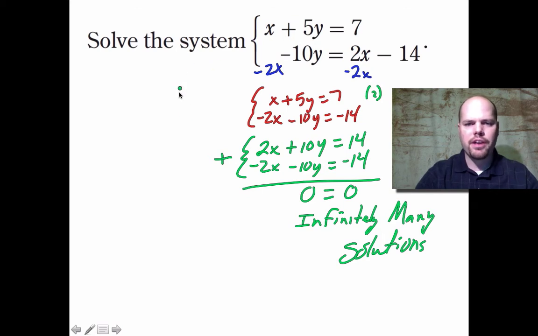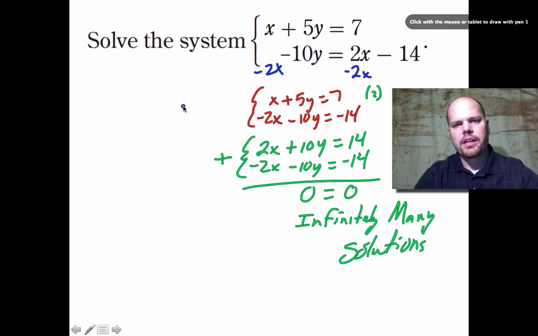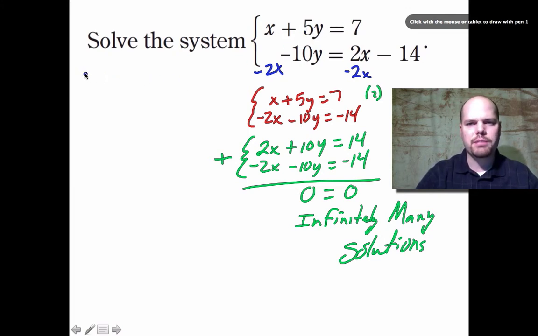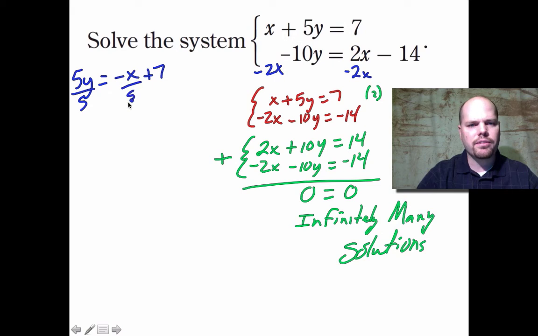Okay, now the other thing a guy could do is solve both of these for y, get them in slope-intercept, and show that they have the same slope. So let's do that real quick. You don't have to once you've solved this, but there's another method here too. So we'd end up with 5y equals, so we'd subtract x from both sides, then divide by 5. So I end up with y equals negative 1/5 x plus 7/5.